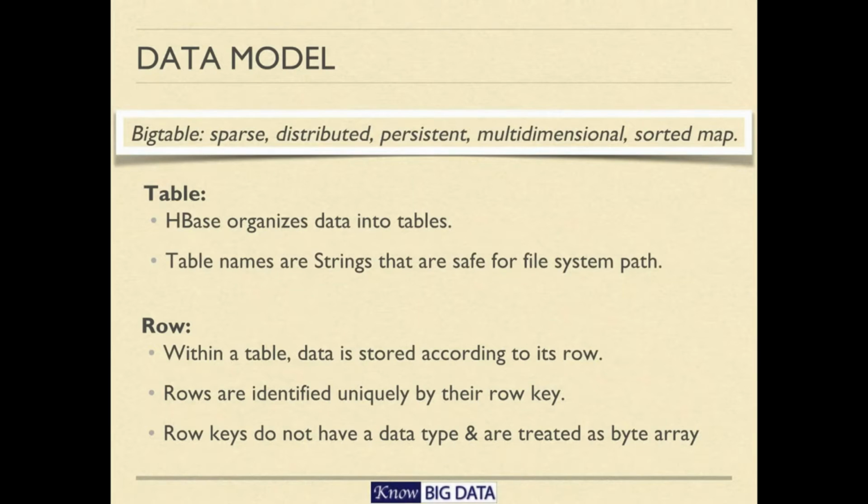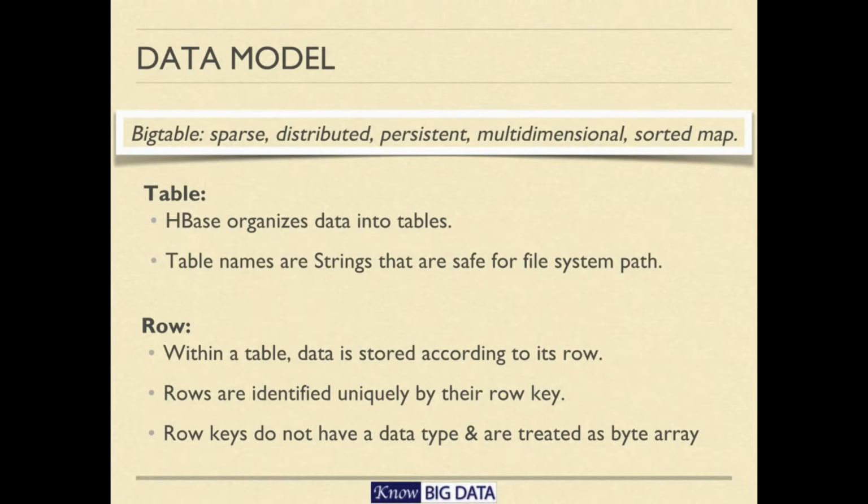All right, so a table. HBase organizes data into tables. Table names are strings that are safe for file system paths. These are a few important things. When you're creating a table in HBase, make sure the name of the table is clean, with which a file can be created, because the region server is going to create a folder. A folder is going to be created with the same table name in the HDFS.